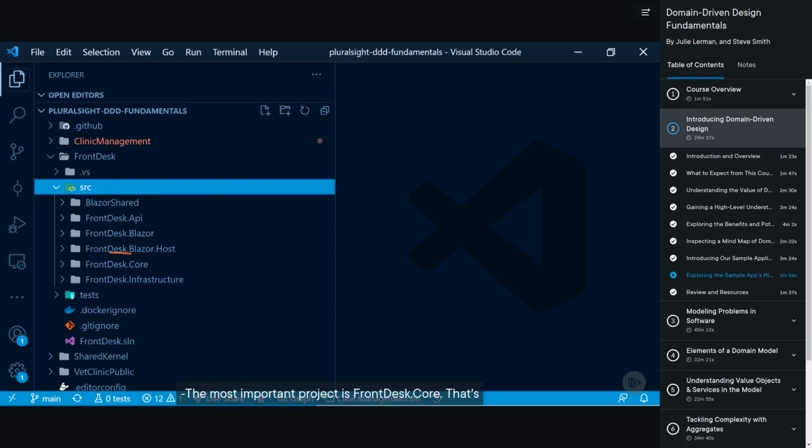The most important project is frontdesk.core. That's where the domain model is defined. All of the app's infrastructure needs, like how it talks to its database or RabbitMQ, are kept in the frontdesk.infrastructure project. And the front end, in this case ASP.NET Core and its API endpoints, is in the frontdesk.api project. This is the front end from the server's perspective.